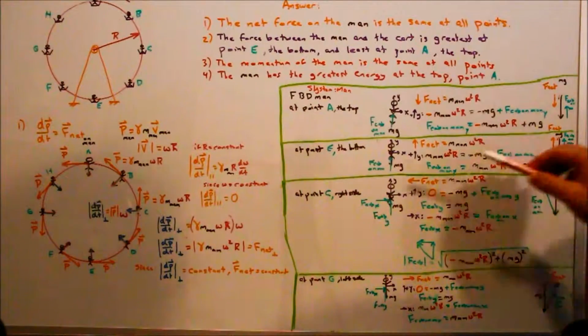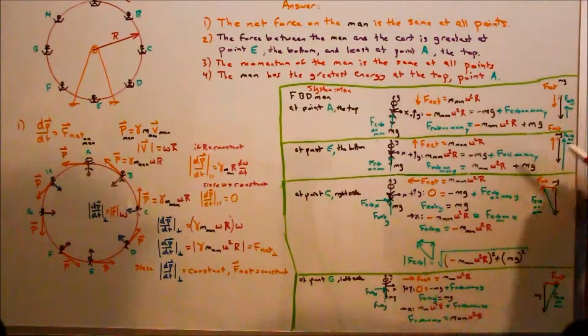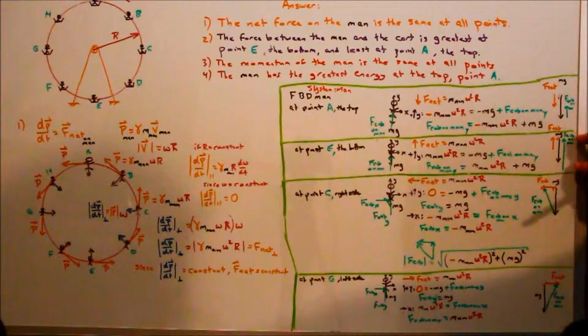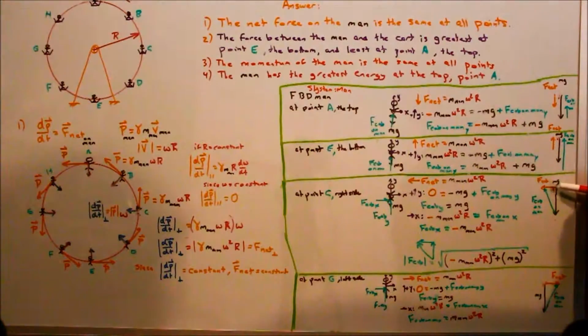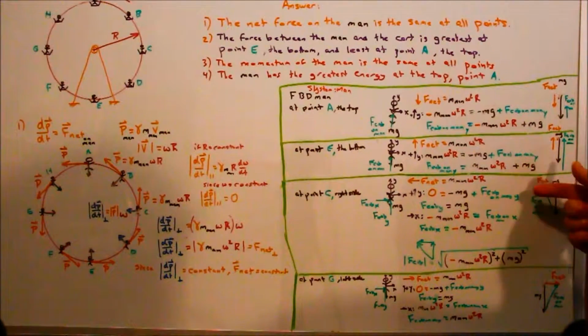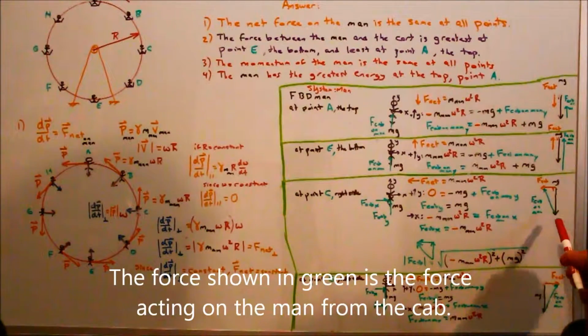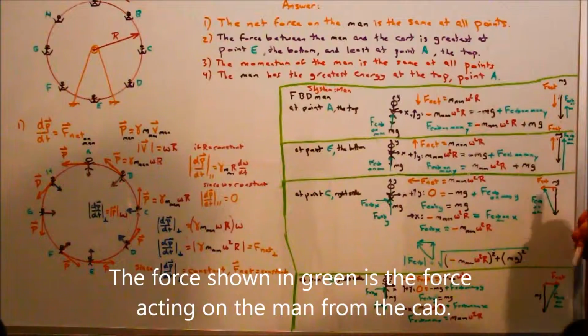At the bottom, I know my net force is up, this magnitude. Here's mg. What do I have to add to this to end up with this net force? Well, the force has to be greater. On the right side, I know my net force is pointing to the left. I have mg. What's the force of the cab on the man that, when added to this one, becomes that? Well, it has to be this vector in this direction.